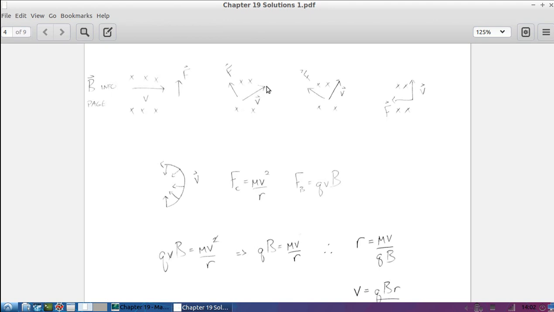So this velocity vector is going to change its direction again. It's going to accelerate a little bit more in the y direction. And then as the velocity vector changes direction again, the force vector changes direction again. And it keeps doing that, right?